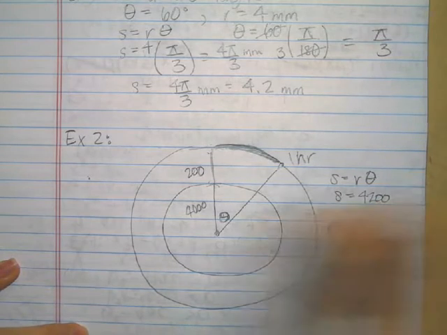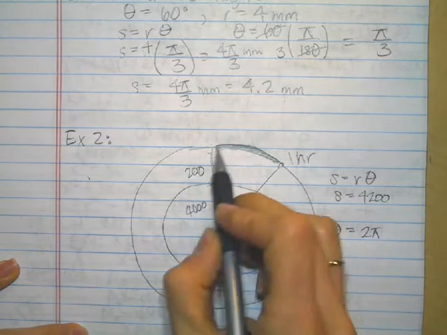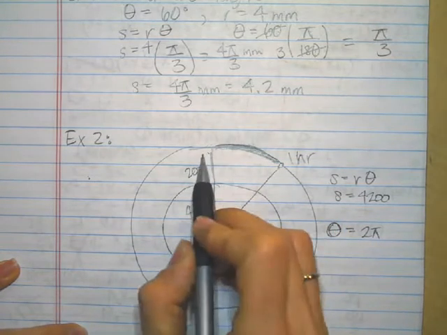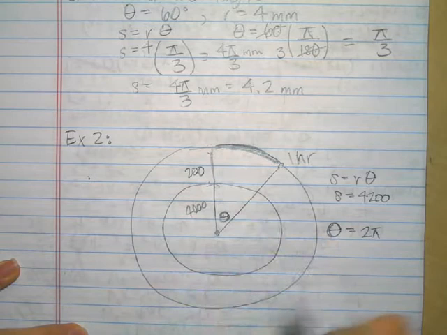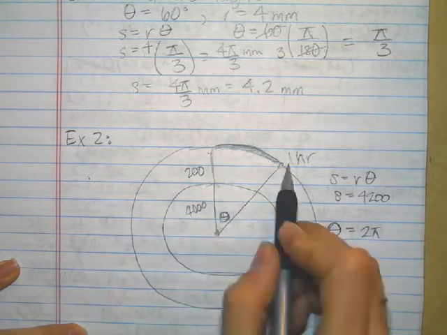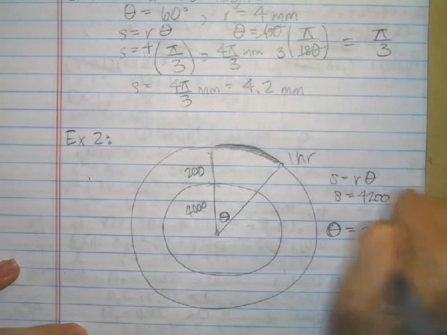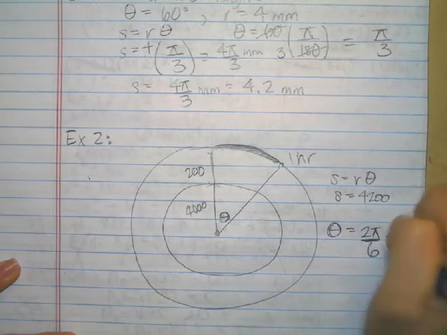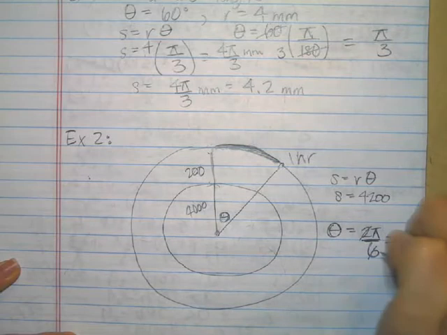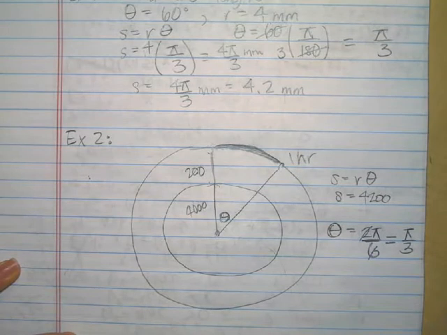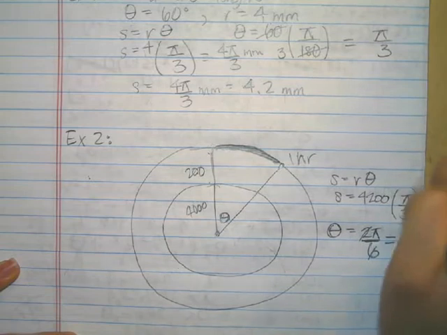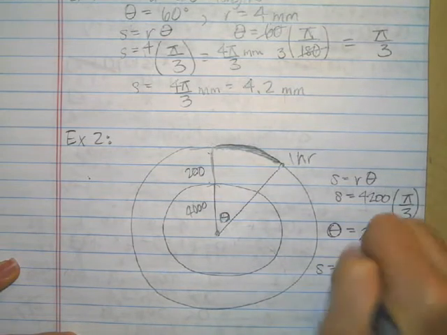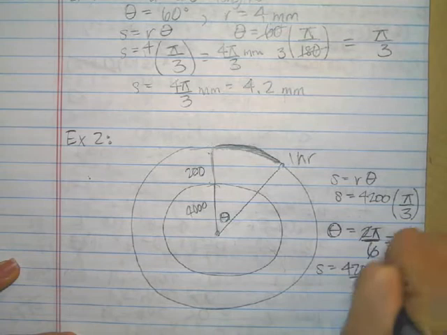We don't want the whole circle though, we only want part of it, and we want a sixth of it because it would take 6 hours to go around the whole way, and we only want 1/6 of that. So we can divide this whole thing by 6, and that would give us 1/6 of it. 2 over 6 reduces to 1/3, so that's pi over 3. So our angle is pi over 3, so we can put in pi over 3 here.